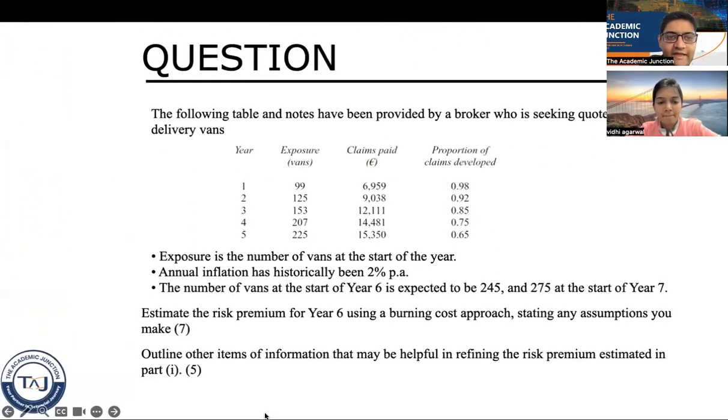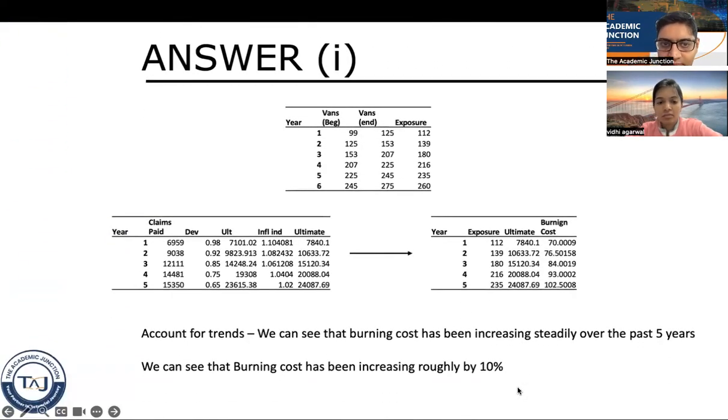Now let's go to the next question. 5 marks. Just a question. Sure, tell me. Actually, why I didn't use the trending, because we had already adjusted for inflation. So once adjusted for inflation, ideally it should give a like to like number.